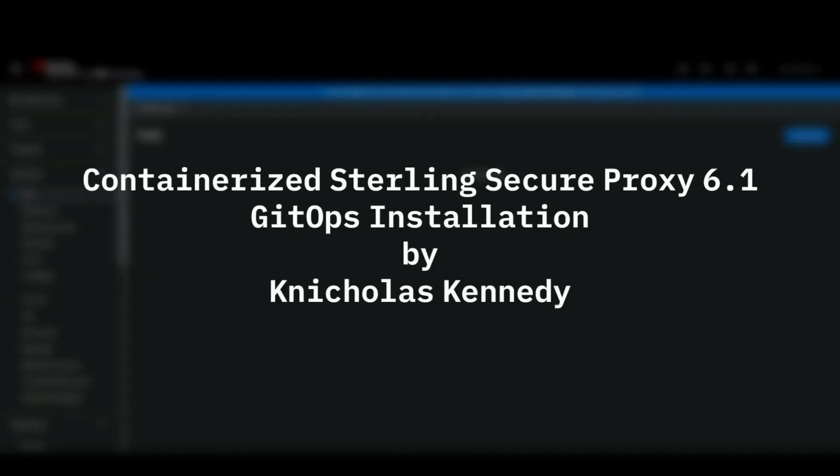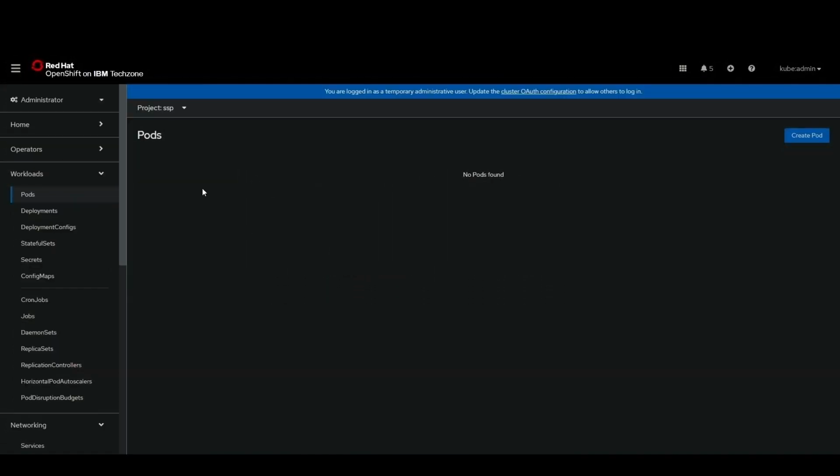Hi, my name is Nicholas Kennedy, and today I'll be installing Sterling Secure Proxy on an OpenShift 4.14 cluster. As you can see, I've already got a cluster, and I have created a project, or namespace if you're familiar with Kubernetes, that I'm calling SSP for Sterling Secure Proxy.